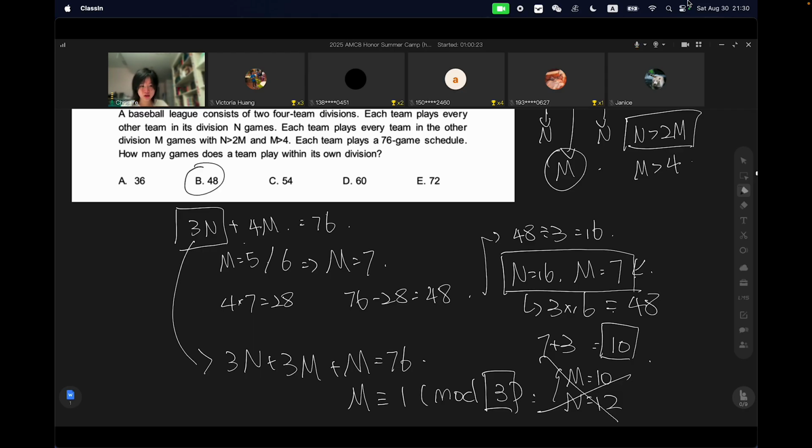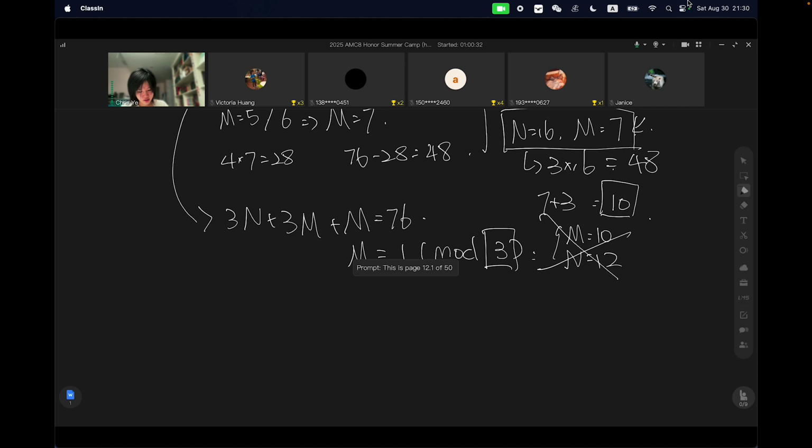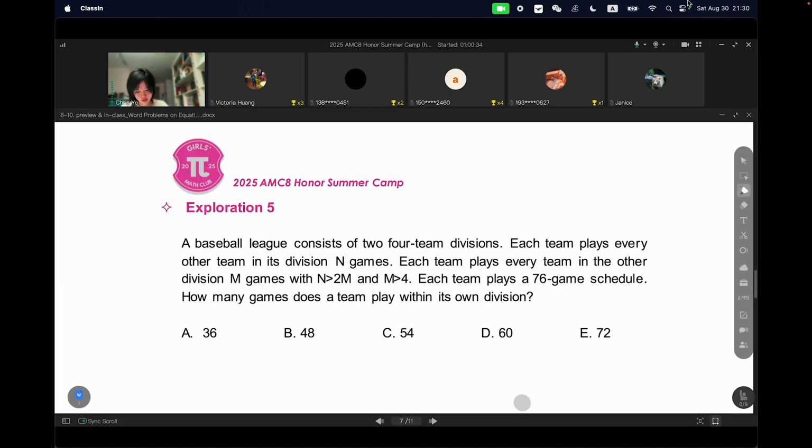Any questions? If not, then let's try out the practice problem.